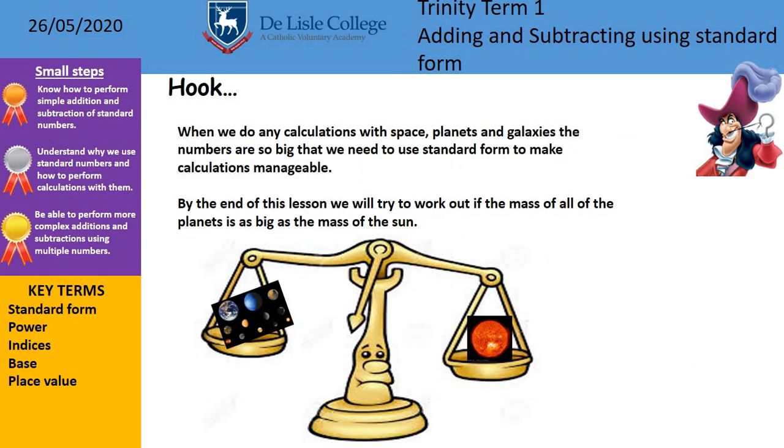When we do calculations with space, planets and galaxies, the numbers are so big that we need to use standard form to make calculations manageable. By the end of this lesson, we will try to work out if the mass of all the planets is as great as the mass of the Sun.